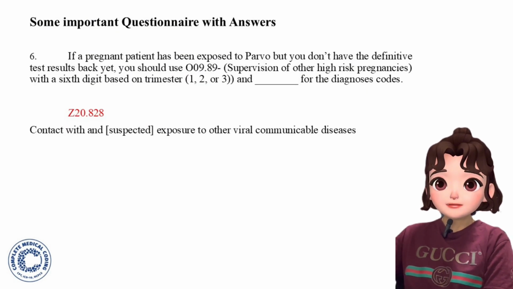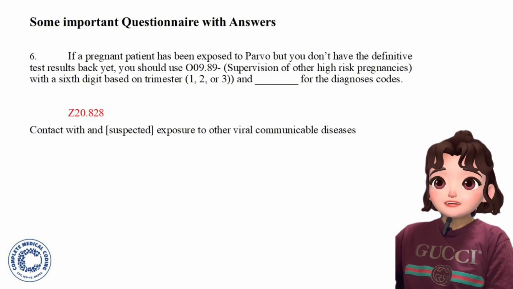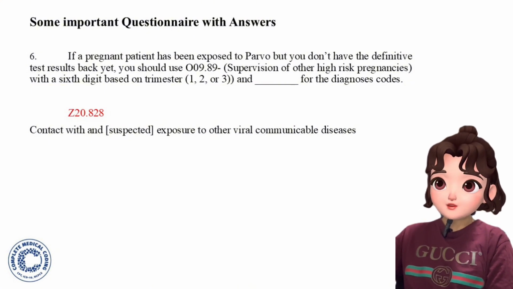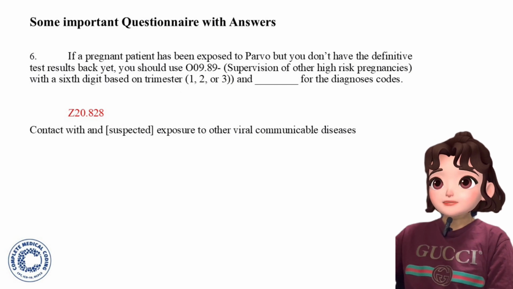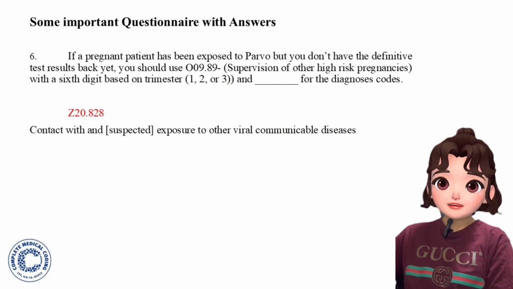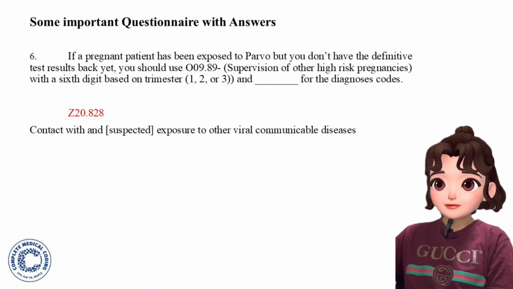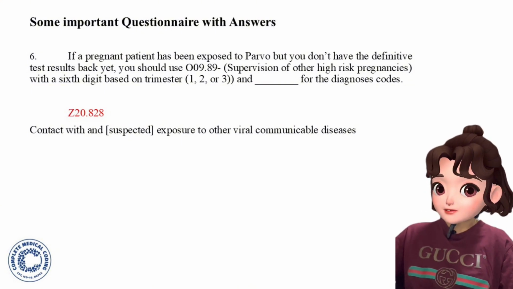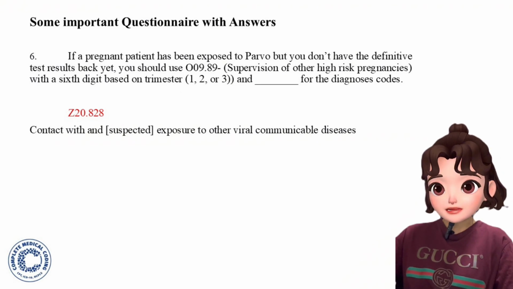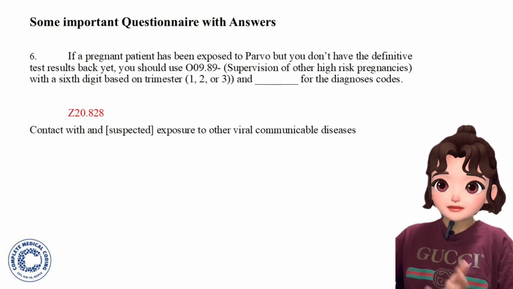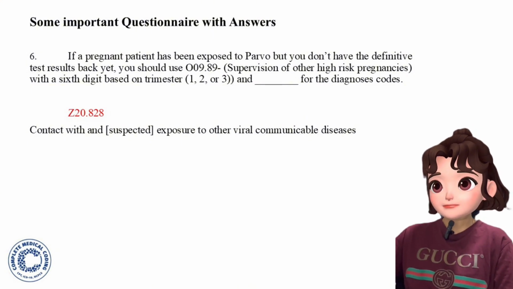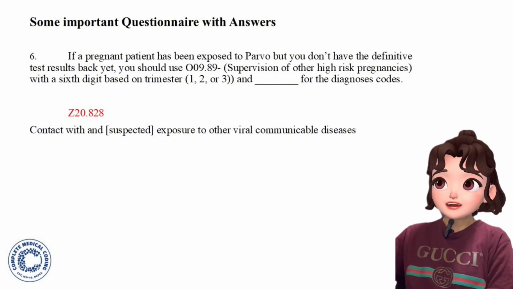Now, sixth question. If a pregnant patient has been exposed to parvo, it's a viral condition, okay, parvovirus, but you don't have the definitive test results back yet, you should use O code O09.89 as a primary diagnosis, okay, supervision of other high-risk pregnancies, with a sixth digit based on the trimester, which trimester it is, 1, 2 or 3, and dash for the diagnosis codes.